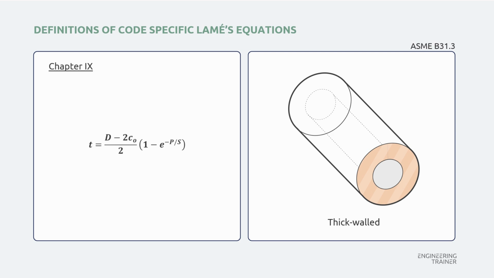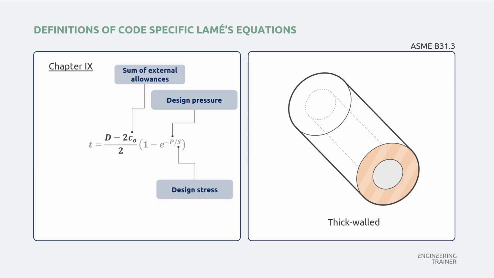In this equation, we can still recognize the previously discussed Lemay's equation, but with some slight alterations. The square root based on the design pressure and stress is replaced by an exponent based on the design pressure and stress. Additionally, a term based on the sum of external allowances is present in the equation.